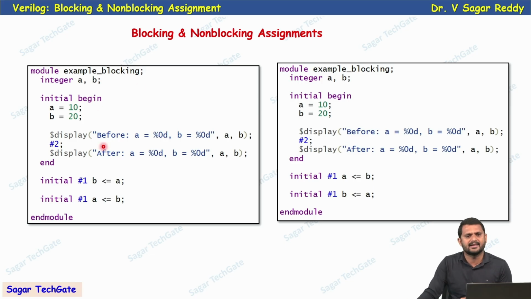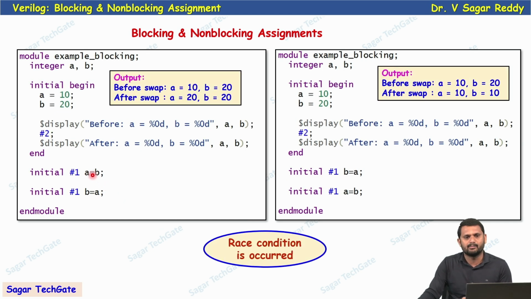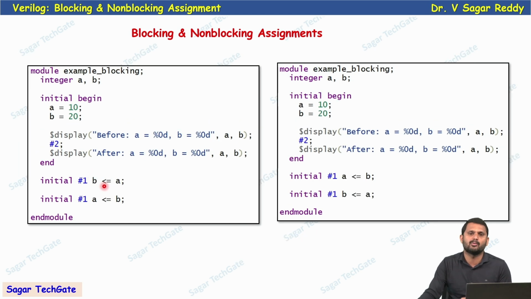Now see, in this example, I'll take the same example, but what is the difference here? In the earlier case, I took blocking statements, whereas here I'll take non-blocking statements. Everything else is the same. Here I'll take a non-blocking statement, and here also a non-blocking statement. So I'll change the order of this procedural block, initial. Here this is the initial block.